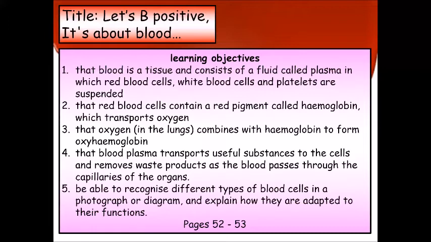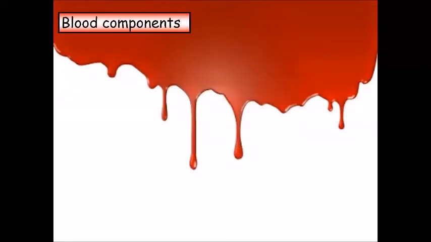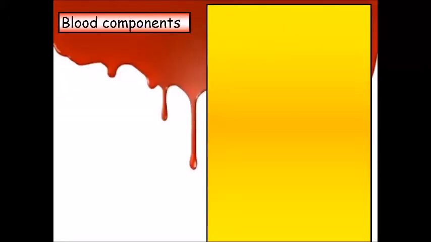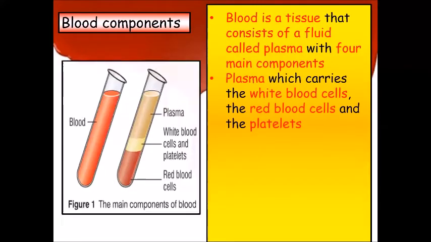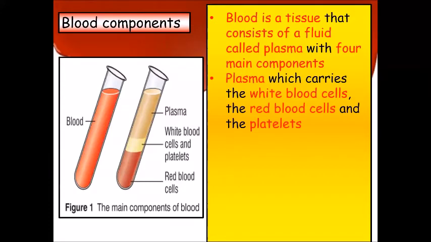Because blood is made up of multiple cells all working together, it is actually classed as a tissue. And those four components are the plasma, which is the fluid part of the blood, the white blood cells used for immunity, red blood cells, which carry oxygen in the hemoglobin, and platelets, which are vital for clotting.